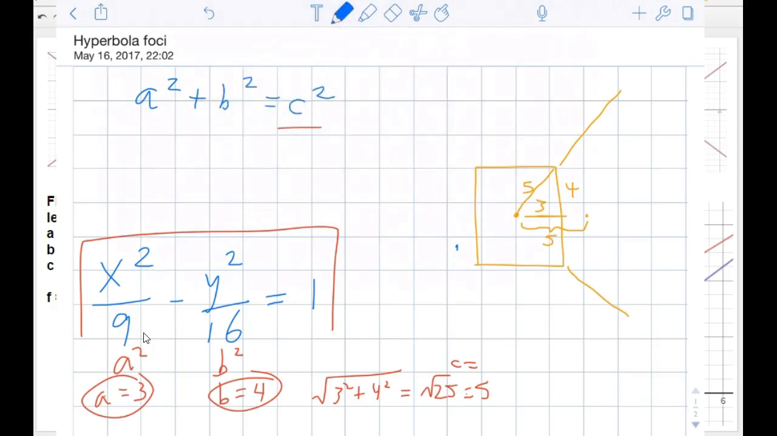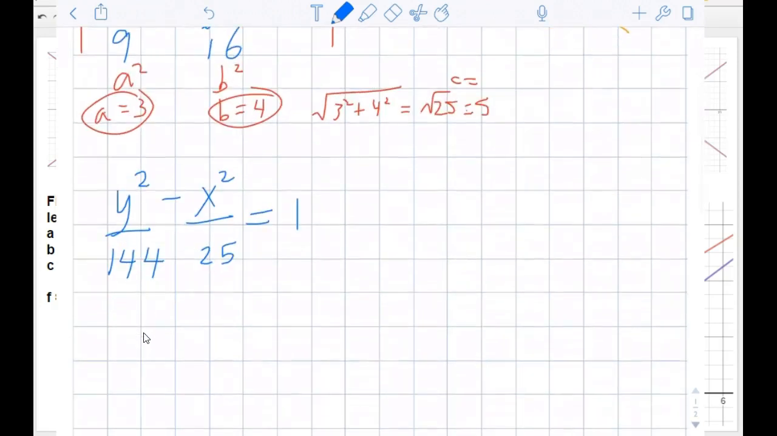And we know it's a left-right hyperbola because x squared minus y squared equals 1 is the standard format for a left-right hyperbola. So it would look kind of like this, and the focus would be located at 5, 0, and there's another one here at negative 5, 0. Okay? All right, let's move on to another example.